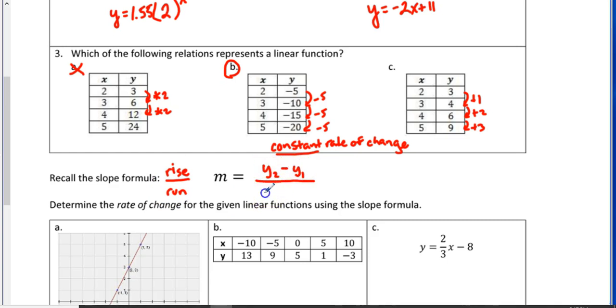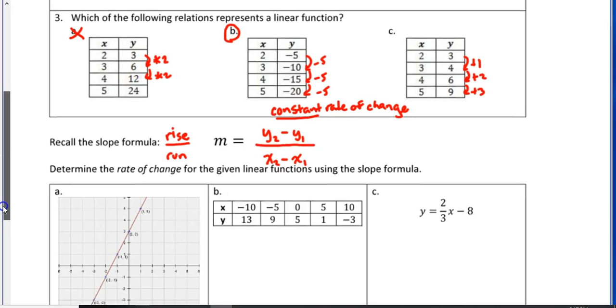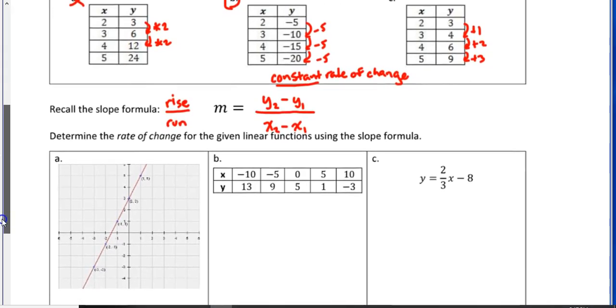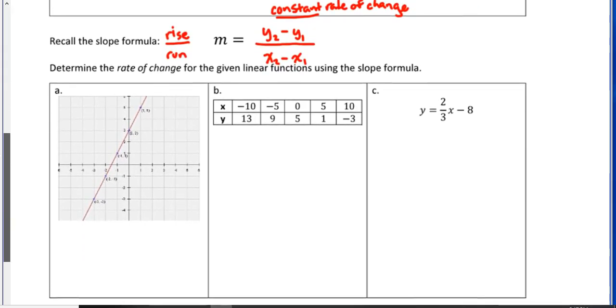Change, the change between the y values. How much the y values changed is the rise. The run is how much the x values changed. We have to go in a specific order. It doesn't really matter which one we decide is the first or the second point, but we have to go in the same order consistently. Okay, so let's find the rate of change. Another word for that is slope, right? For these linear functions.